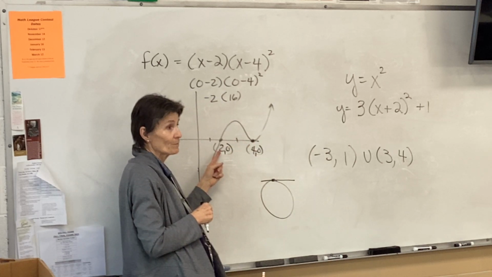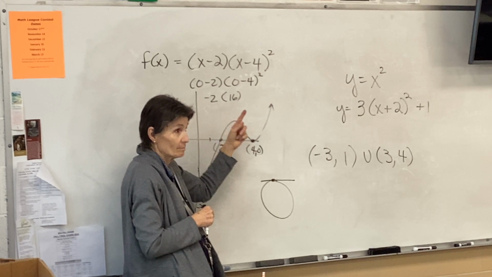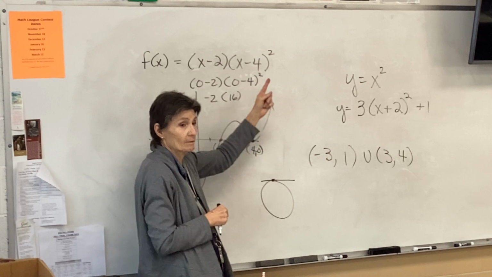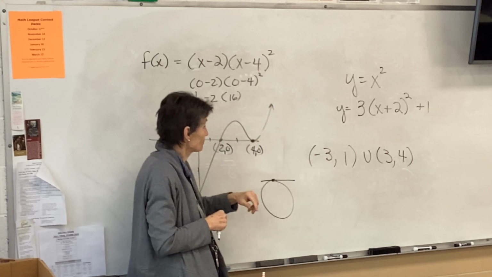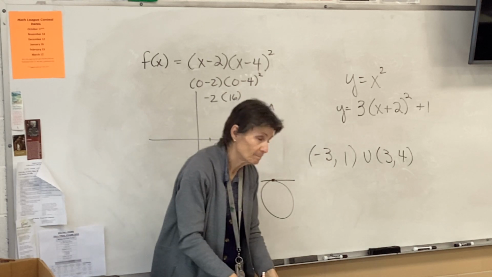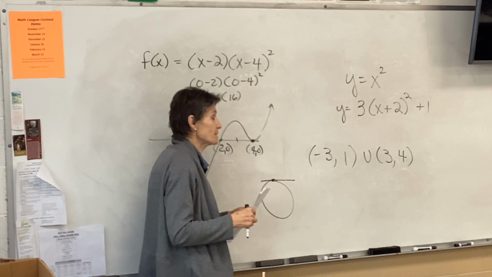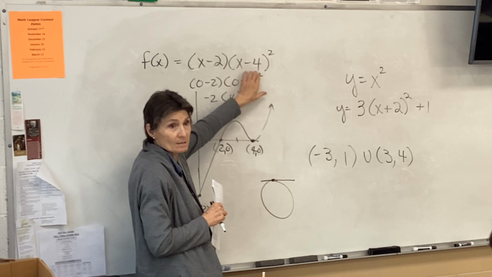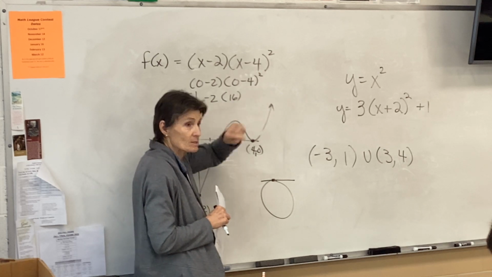What does this one do? This one goes right through it. This just touches it, it's tangent at that point. So where do we get that point of tangency from? We get it from a factor that is squared, because that's where it bounces off.